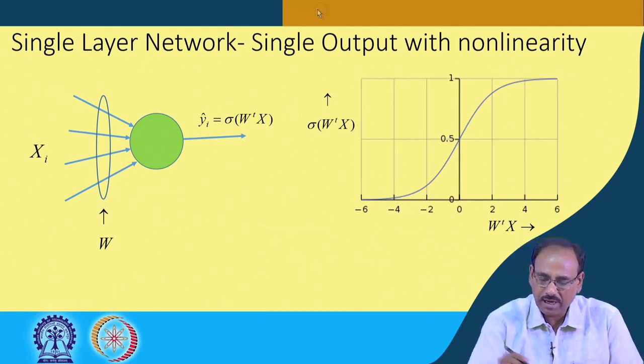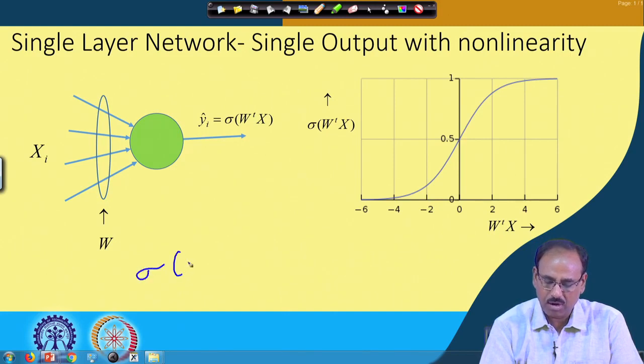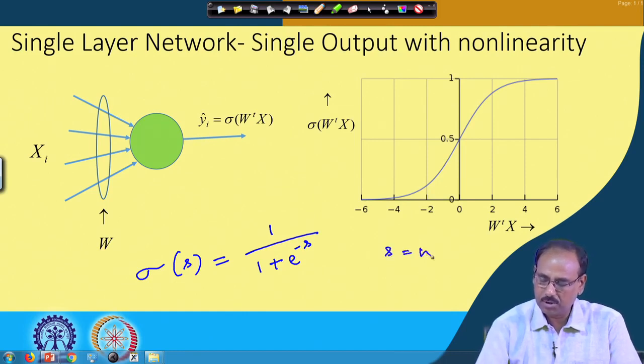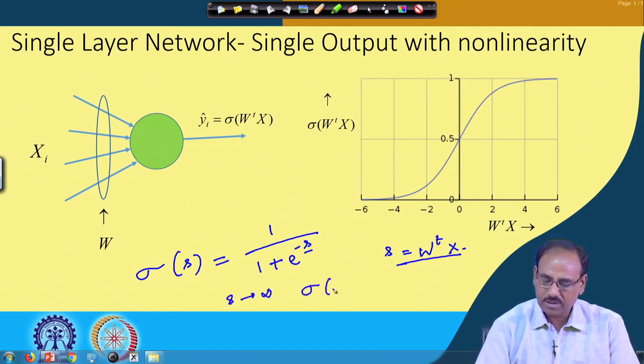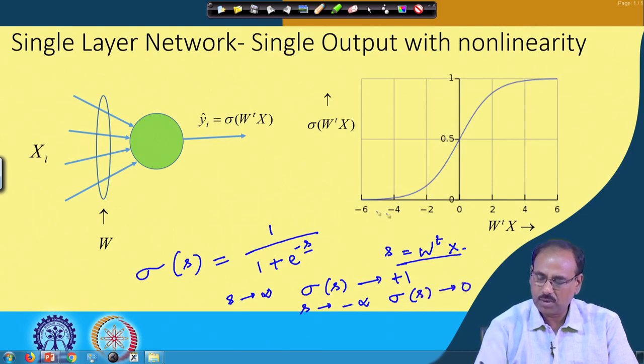So, the sigmoidal function can be represented as sigma of some argument s, equal to 1 over 1 plus e to the power minus s. In our case, this s is nothing but w transpose x, which is the weighted sum of the feature vector components weighted by the corresponding weight component. So, at s equal to 0, sigma s is equal to 0.5. And as s tends to infinity, sigma s tends to 1, and as s tends to minus infinity, sigma s tends to 0. That is what is given by this particular curve.